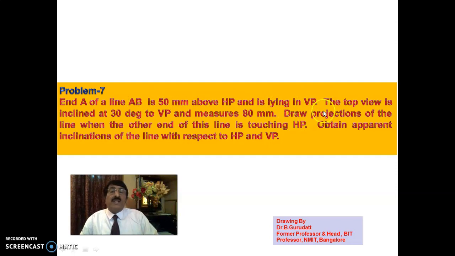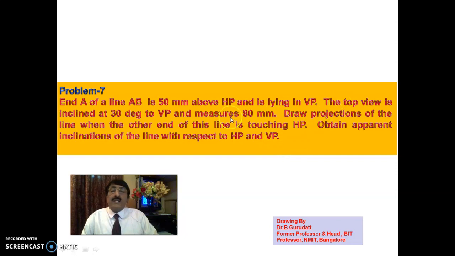Now you search for three parameters. The top view is inclined at 30 degrees to VP and measures 80 mm. Two parameters are given. Draw projections of this line when the other end of the line is touching HP. Carefully see, this is a very interesting, very important, very crucial problem from the examination point of view, where unless you know the concepts, you can't do it.